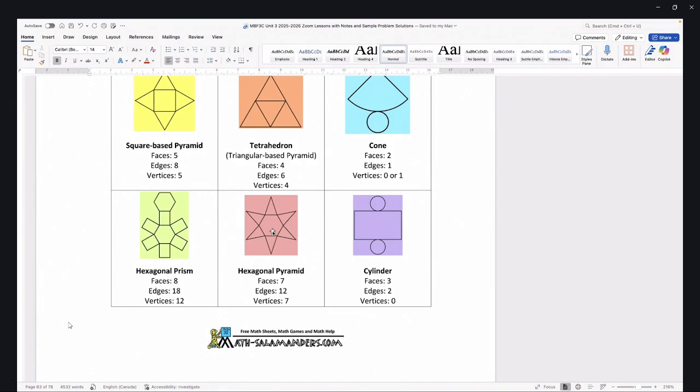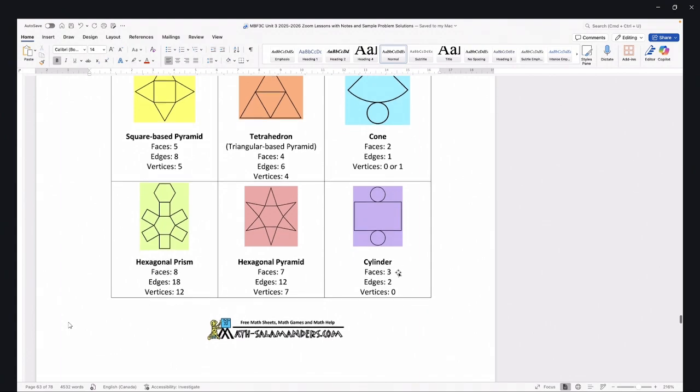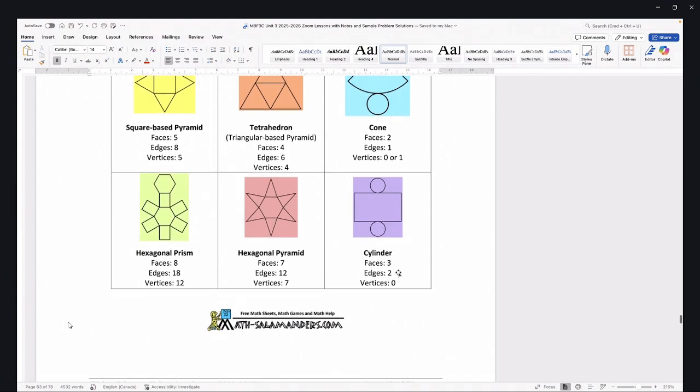We can also have a hexagonal pyramid. So the base is a hexagon. All the sides are triangles, so when I flip them all up, they're going to meet at a point. That gives me a hexagonal pyramid. And the cylinder: flip that down, this up, and then wrap this around the two circles, and you'll end up with a cylinder.